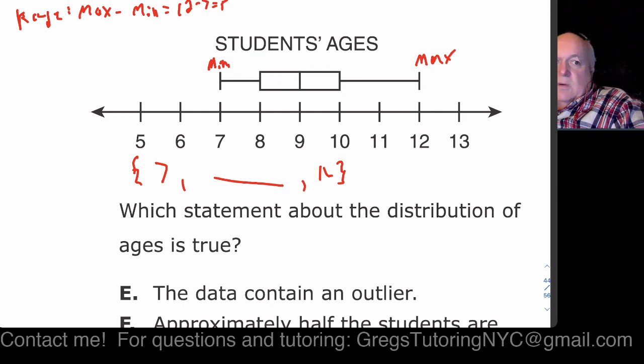Okay, so we're going to go through all the different aspects of the box and whisker plot, and then we're going to answer the question. So the question may not need what I'm talking about right now. I'm just trying to give an overview of what it is. Okay, this center line here, the 9, is the median.